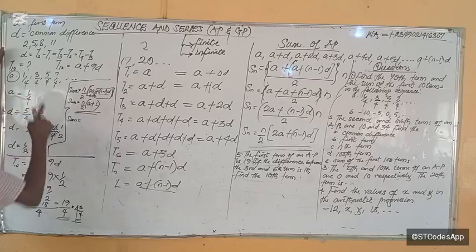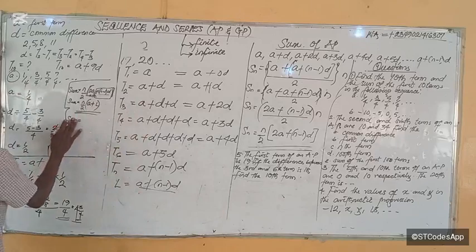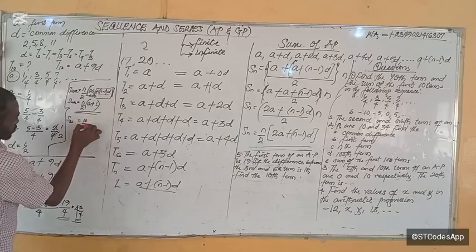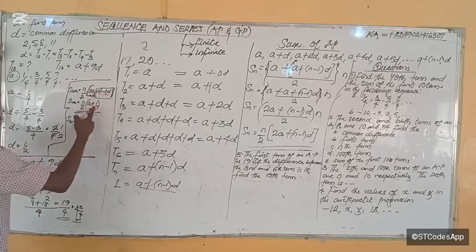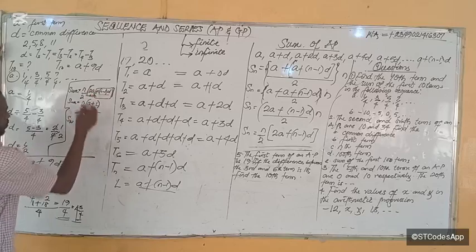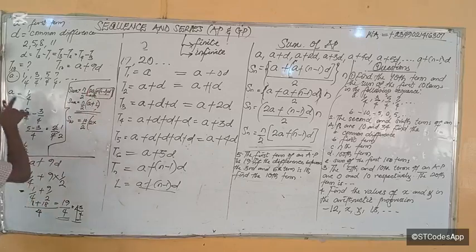It says you find the sum of the first 10 terms. So that will be S10. S10 will be equal to n, which is 10 over 2, open brackets. We are going to use this formula, not this, because we don't know the last term, okay? So a plus 2 times a, what is our a?